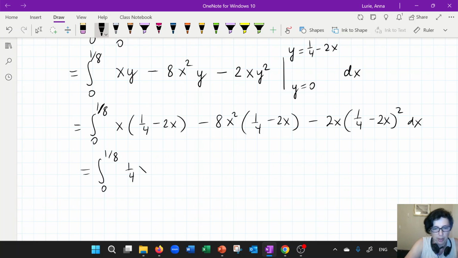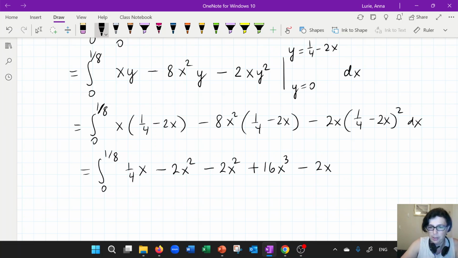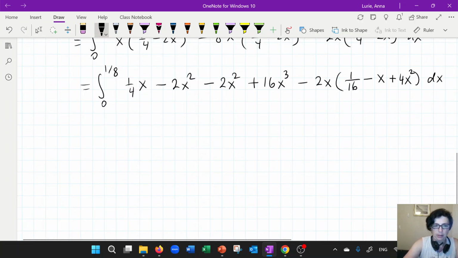This will be 1/4 x minus 2x squared. Then here minus another 2x squared plus 8 times 2 is 16x cubed. Now, for this term, remember the formula for a minus b squared. This is a squared, so this will be 1 over 16. Minus 2ab, so this will be 2 times 1/4 times 2, which is just 1, x, and then plus b squared, that would be plus 4x squared.